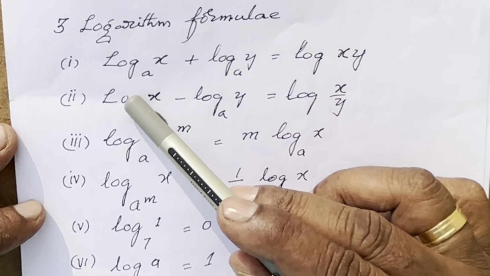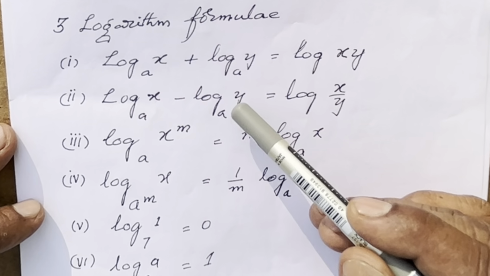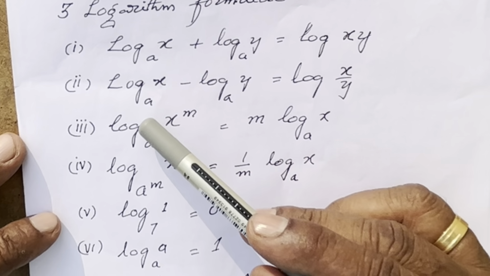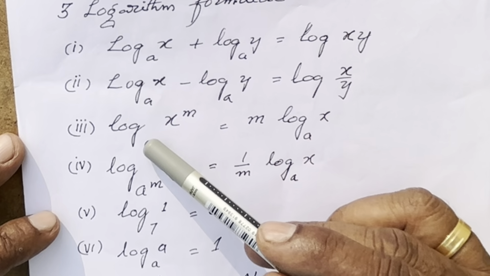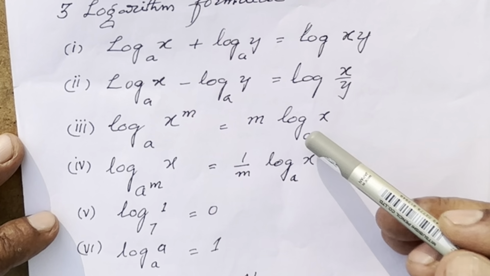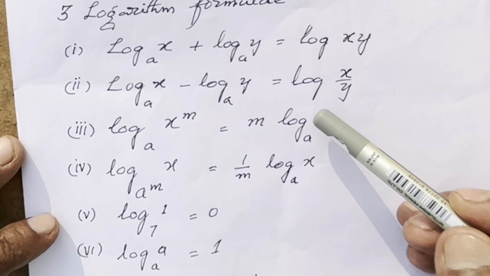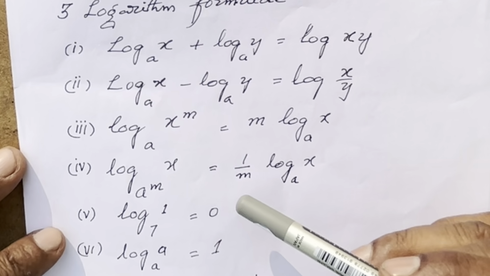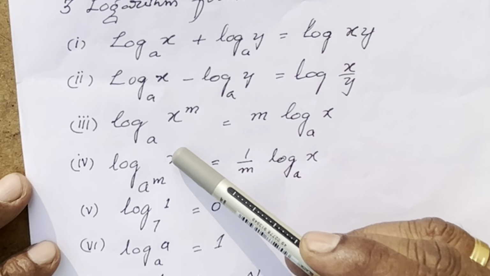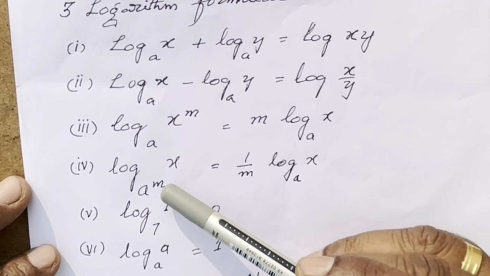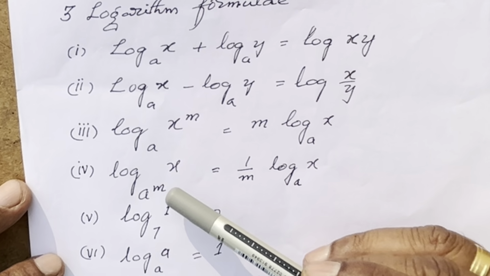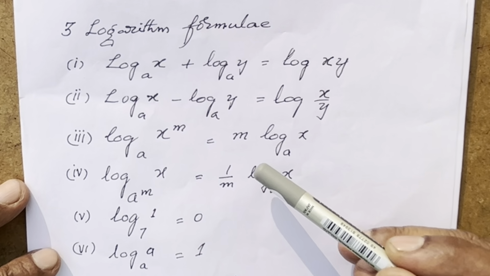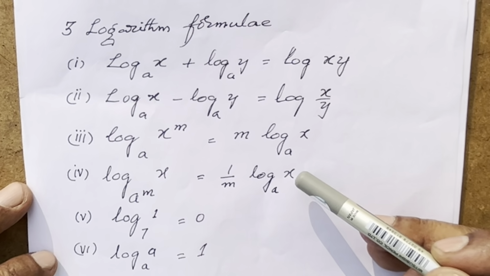Now second formula, log x base a minus log y base a is equal to log x by y base a. And next, log x to the power of m base a is equal to m log x base a. That means the power is becoming the coefficient over here. Now next one, the fourth one, log x base a to the power of m. Now we are having the power here for the base. So when the power is on the base, the power will become the reciprocal coefficient of the logarithm, 1 by m log x base a.